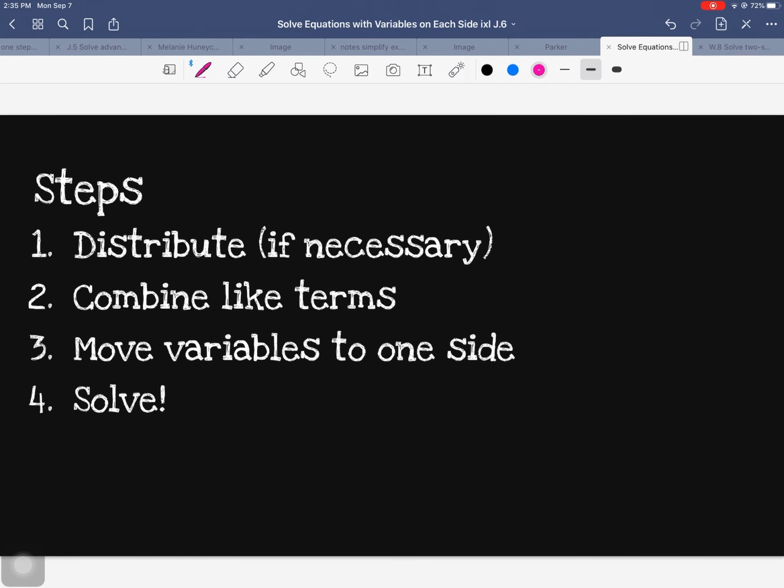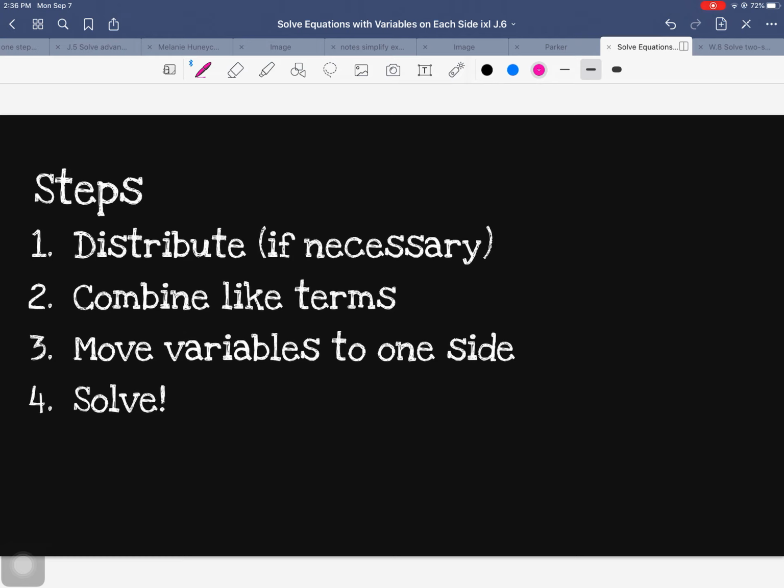So we have some notes. Please write this down. The steps you're going to take: you're going to distribute if necessary. So if you see parentheses and you need to distribute, you'll do that first. Then you will combine like terms, move your variables to one side, and solve.